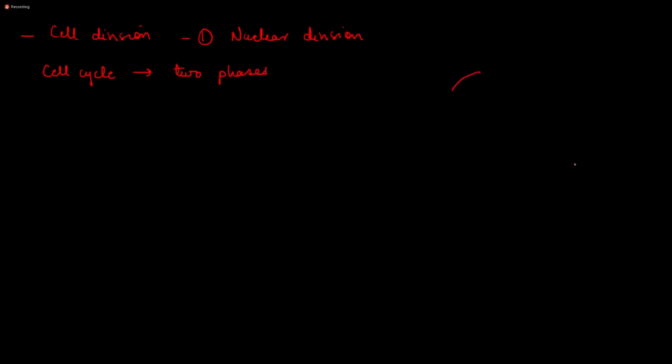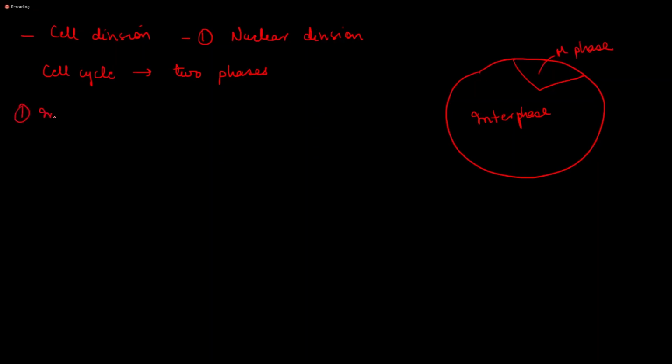Okay, so suppose this is a complete cell cycle. It has two phases, a large, time-taking interphase and a small M phase, right? So now what happens during the interphase? During the interphase, the cell does not divide. In this time, the cell prepares itself for the division. It makes organelles, it doubles the organelles, or it increases cytoplasmic content, but it does not divide.